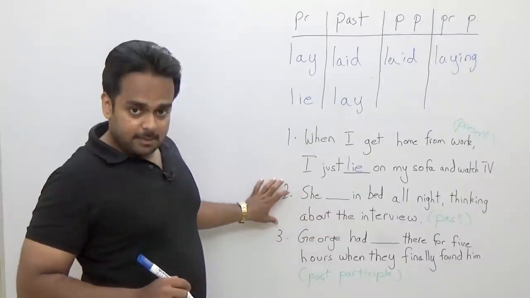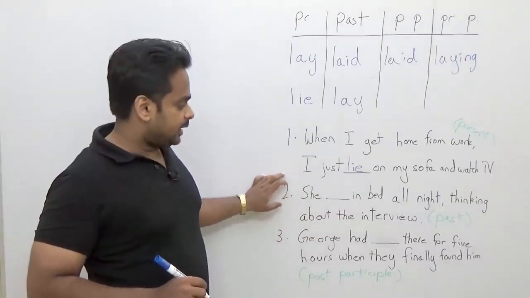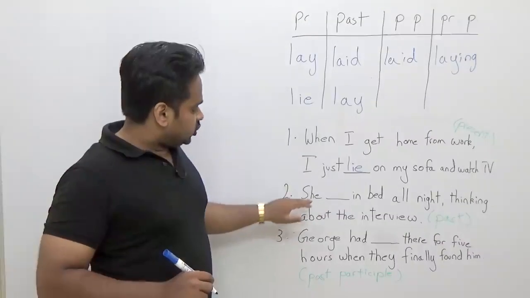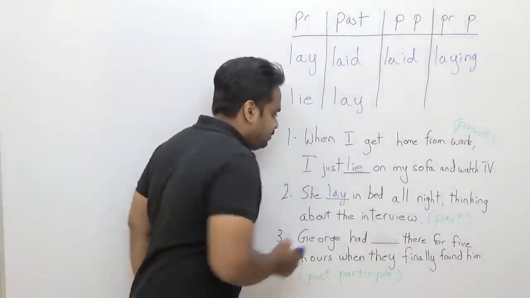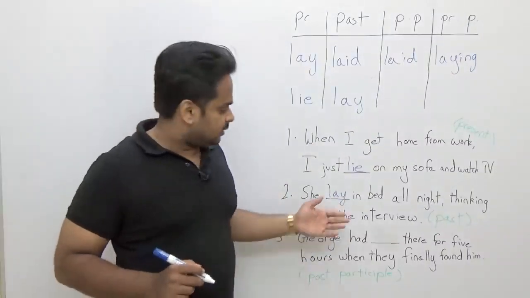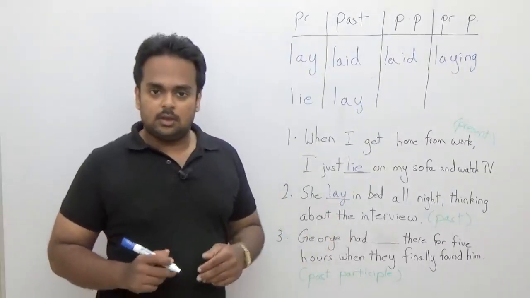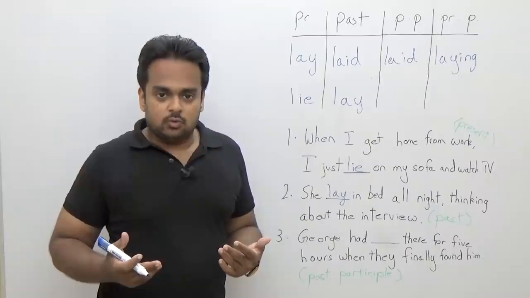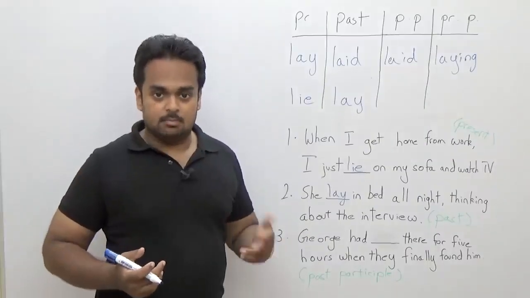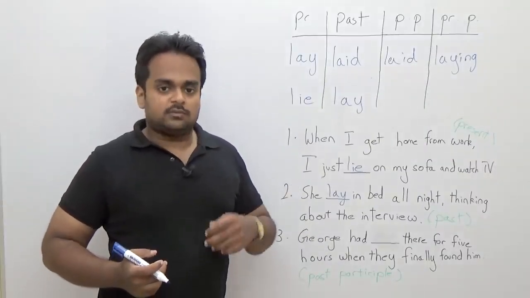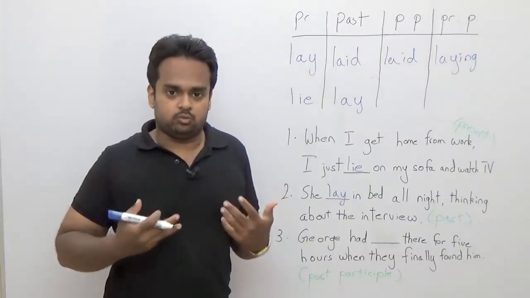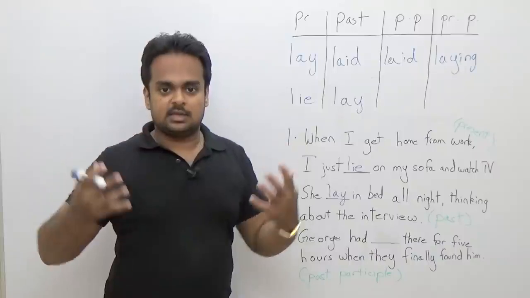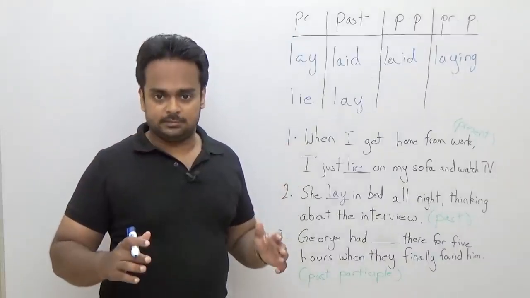Have a look at this example over here. This is an example in the past tense. She lay in bed all night thinking about the interview. So maybe she had an interview on Monday morning, and all of Sunday night, she just lay in bed. She couldn't sleep. She was really nervous, so she was just thinking about the interview all night.